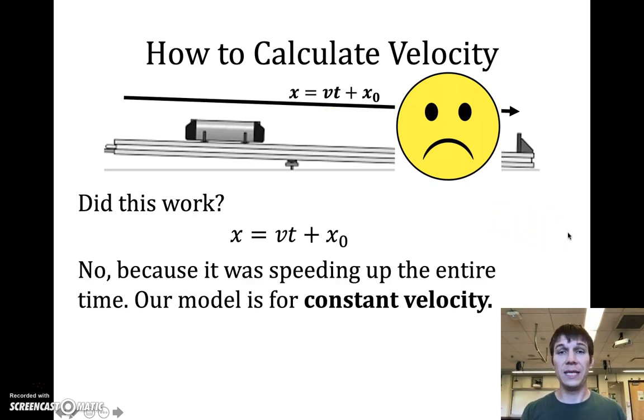So why not? It's speeding up the entire time. That model is only for constant velocity. So if you don't have a constant velocity motion, you throw that equation out. It will not model the motion, only if it's constant velocity.